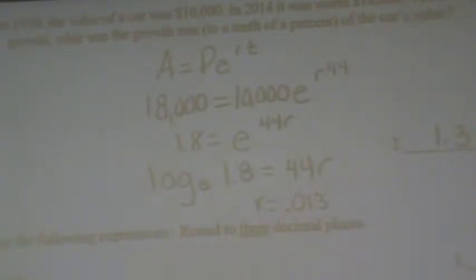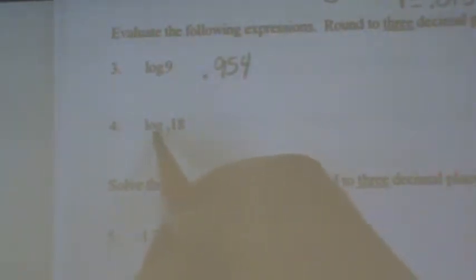Number 3 and 4, all you do is type those in your calculator. Very simply, log of 9, you should have gotten 0.954. And this one, does anyone have trouble with typing that in? It's just a simple calculator. Those are 2 gimme problems, 2 easy answers.